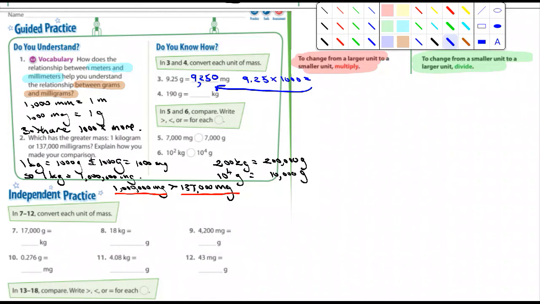So number 3 is done for you. Number 6. Let's look at number 6. Going from 10 squared, you guys should know this automatically now. 10 squared, that's the same thing as 100. So 10 squared kg. So what are we talking about? We're talking about 200 kilograms equals 200,000 grams, because I'm going to multiply that by 1,000. So 200 kilograms equals 200,000 grams.